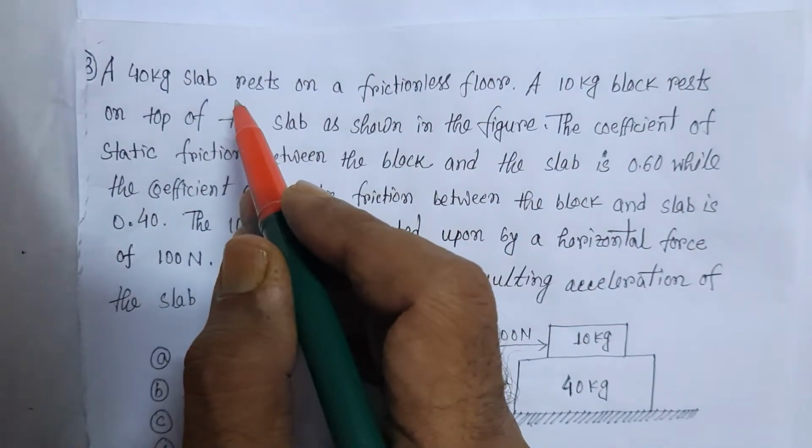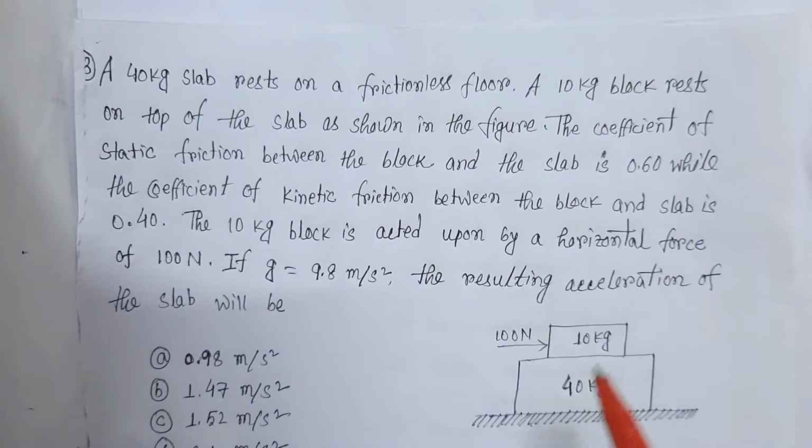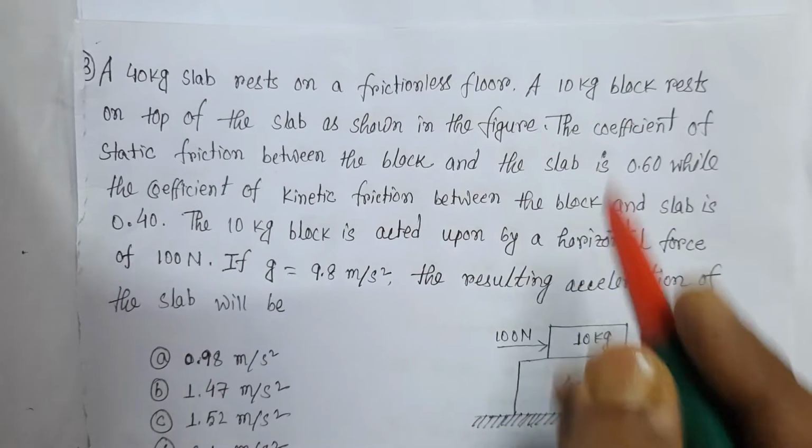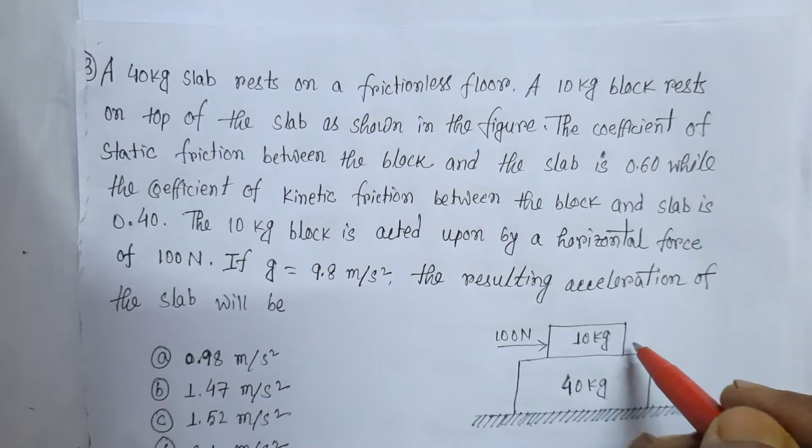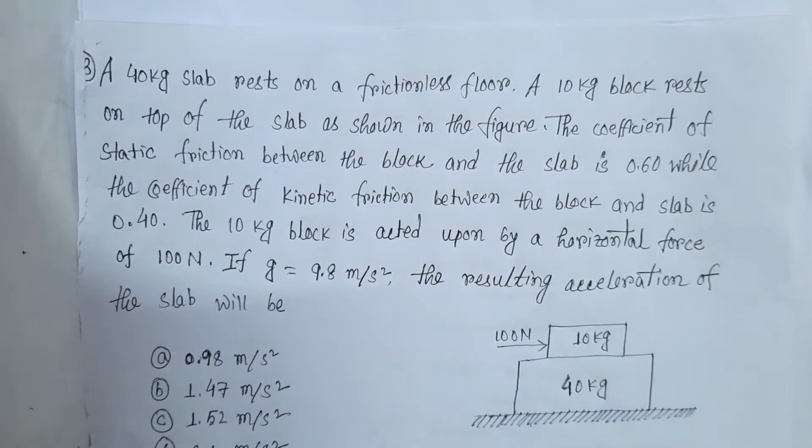A 40 kg slab is resting on a frictionless floor. A 10 kg block rests on the top of the slab.